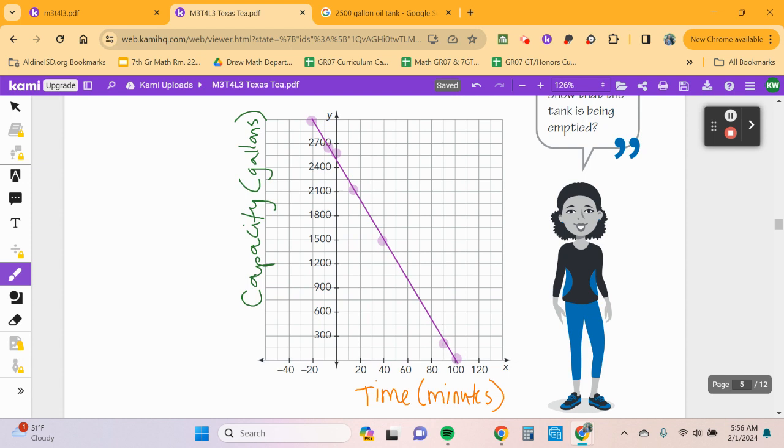Alrighty, time is up. Let's compare graphs. Your graph should look something like this, where your x-axis is labeled time in minutes, your y-axis is labeled capacity in gallons, and here you've got a line going down. Also notice all of those points you plotted should fall on that line or somewhere close to it, because sometimes our points aren't exact, and that's okay. But we can clearly see the pattern, that all of these points should fall on this line.